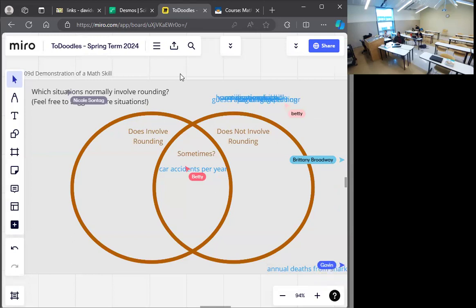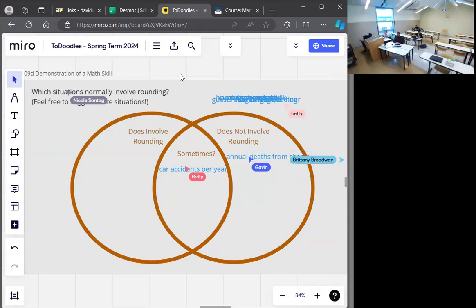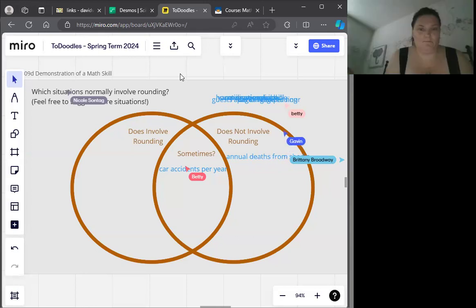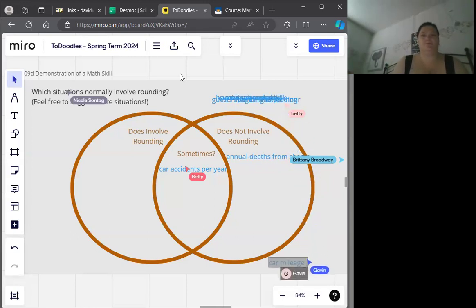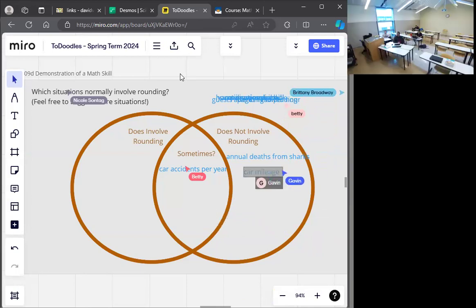Well, annual deaths from sharks. Doesn't involve rounding, sometimes. And I think not. If you look at how many people actually get killed by sharks, it's usually less than 10 a year in most countries, so too small for rounding. Okay, let's do one more. Somebody grab another thing. I think that's too little of people. I am scared to death of the ocean. You should not swim in that. That's crazy. Mileage.